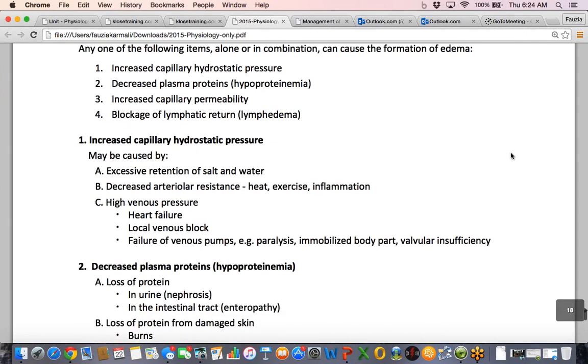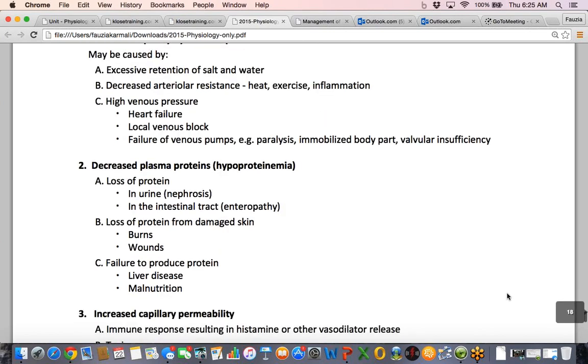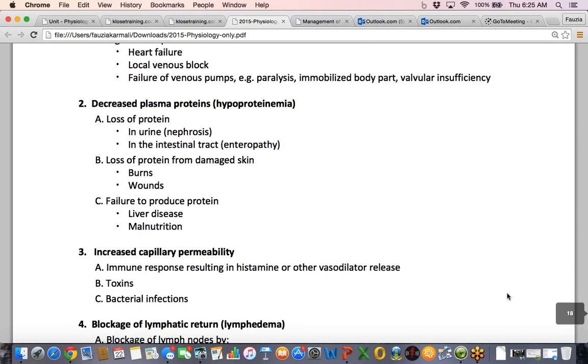So you can read through these different conditions that cause these problems. Capillary hydrostatic pressure, you can have that from extra salt or water retention. If you exercise and get active hyperemia, or if there's high venous pressure, those will all increase capillary hydrostatic pressure. Decreased plasma proteins, hypoproteinemia, it could be a loss of protein from nephrotic disease, a loss of protein from damaged skin, or there's liver disease and there's a failure to produce protein.